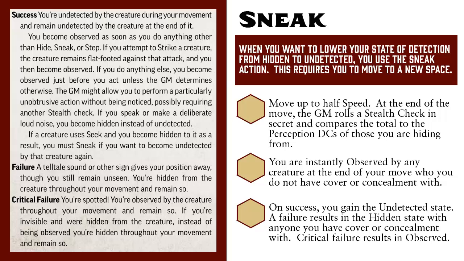They can't see you, but you must have made a sound that gave away your location. If you critically fail, then the creature is able to observe you as long as they have line of sight to that space. And just like with the actions we've already discussed, once you are undetected following a sneak action, you become observed as soon as you take any action other than hide, step, or another sneak, unless the GM rules that the action is unobtrusive. And if you strike, then your target is flat-footed for that attack, and you become observed as soon as that attack is resolved. With any other actions, you become observed before the action is resolved.